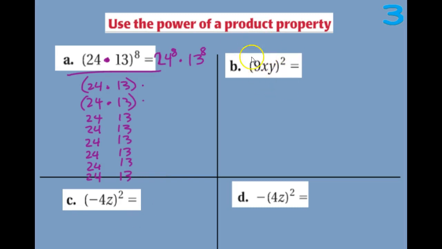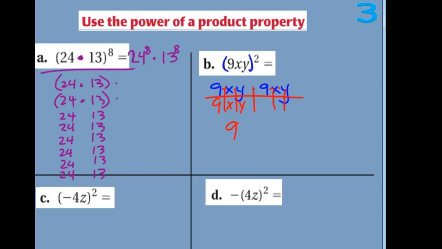Now in this one, this is why it's important to write out what we have. We're going to write everything that's in parentheses 2 times. 9xy times 9xy. Now, the 9 and the x are touching, that's multiplied. The x and the y are touching. So these are all just multiplied. So some of you may be thinking, well, how many 9s are there? If you wanted to write it out like this, you could, but there's only one 9, one x, and one y, so it's kind of silly to do that.